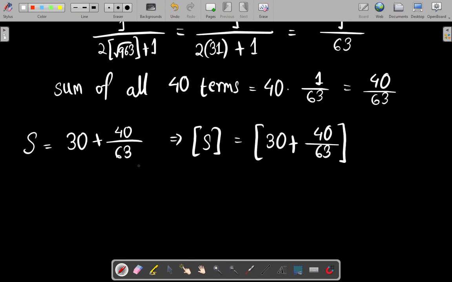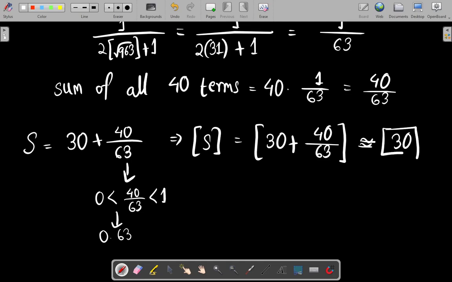Now this value is strictly less than 1, right? This is less than 63 upon 63. So this is between 0 and 1. So this means this is 0 point something, like it will be maybe 0.63, I don't know the exact value. Something like this. So this is 30 point something. So again, this final value will be equal to 30, right? The greatest integer function will give back 30. So this is the final required answer.